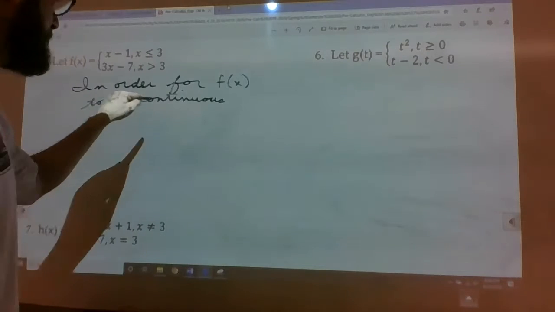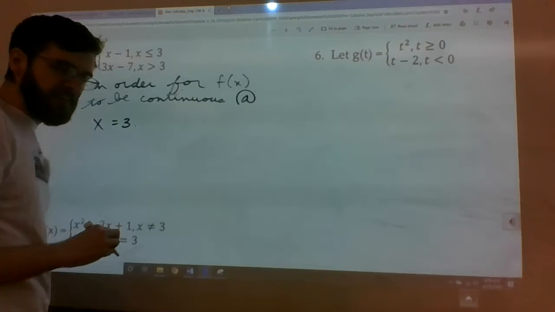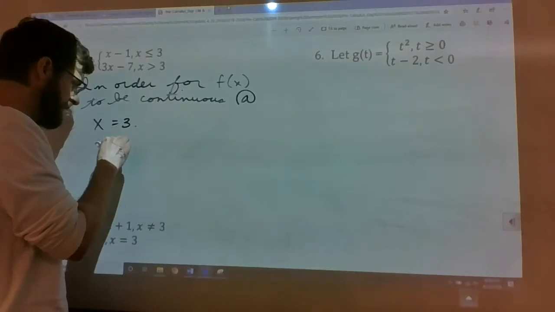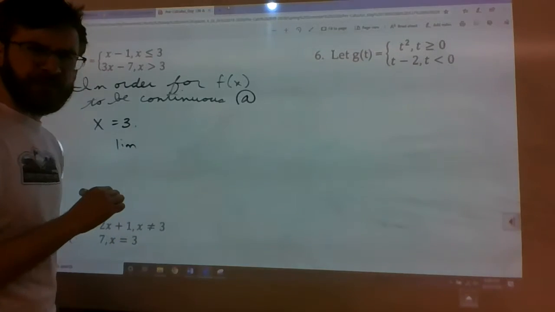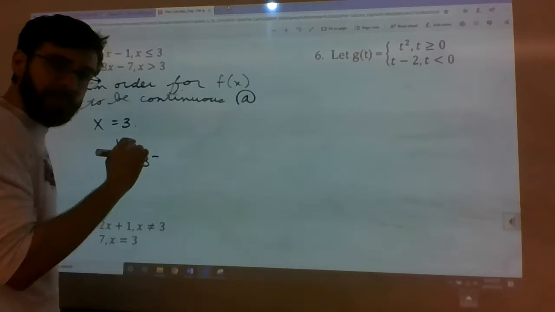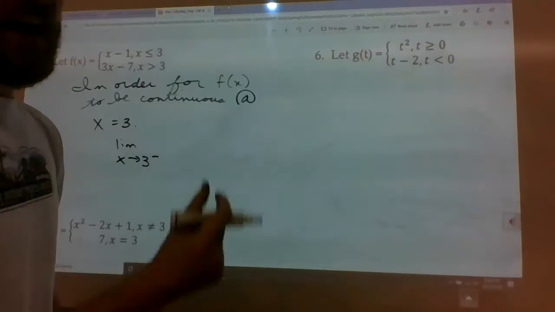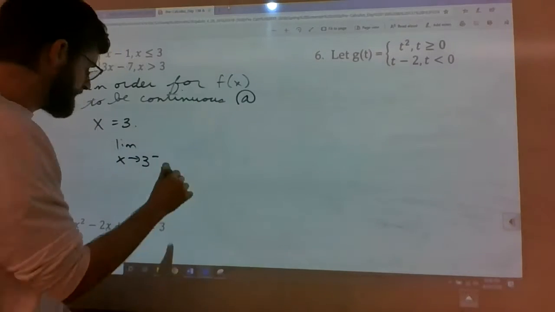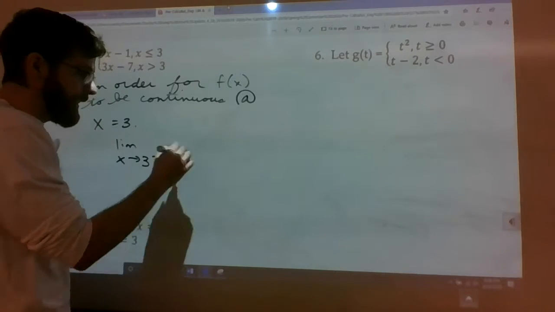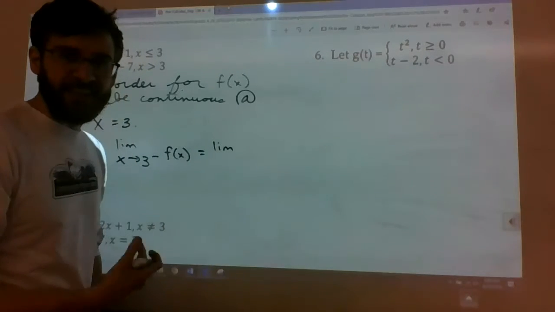In order for f of x to be continuous at x equals 3, these are the three things that have to happen. 1, the limit, or maybe it's 2. Let me just map it out for you. The limit as x approaches 3 from the left. I'm talking about limits. I said it's continuity today, but continuity and limits are super, super connected. Of f of x, the limit as x approaches 3 from the left must equal the limit as x approaches 3 from the right. So we're basically saying the limit must exist.